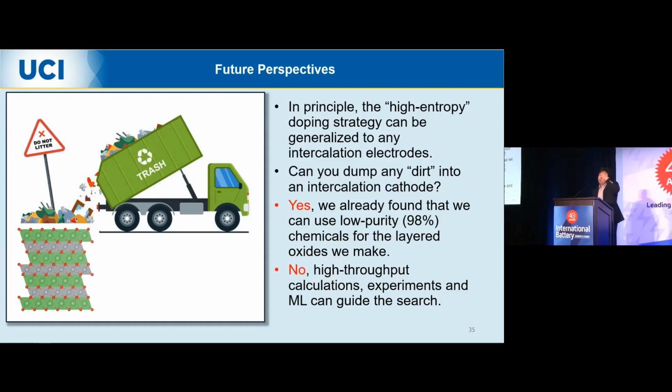So a little bit more, right? The question is, can we actually dump any dirt into an intercalation cathode? Well, yes. We already found that we can use low purity ACS reagent, 98% purity chemical feedstock for layered cathodes. We synthesize, and it doesn't make any difference, right? So we're dumping dirt into it, basically. But if you ask me whether the 4 dopants I chose are the best dopants, my answer is no. It also depends on what you want to find. Do you want the lowest-cost dopants, or the highest performing in terms of discharge capacity or rate? So we have to use calculation, experiments, and ML to guide us to find the one that you need.